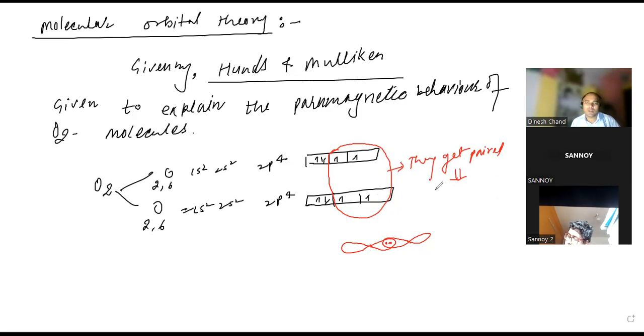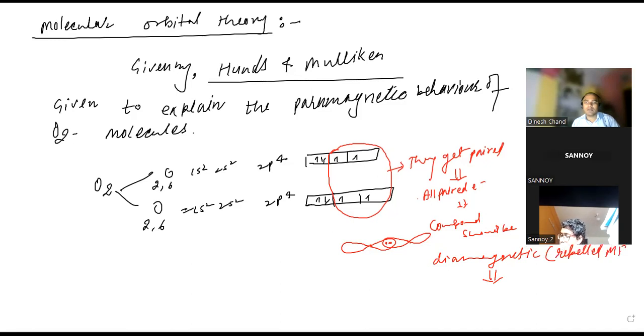Yes or no? Yes, sir. So the compound should have all paired electrons. So this compound should be diamagnetic, because it is repelled in the magnetic field.